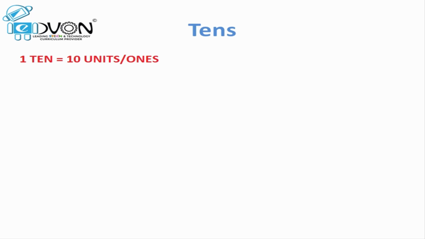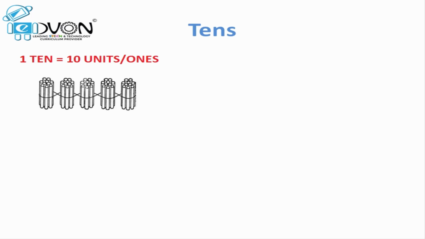Look at your screen. Can you tell me how many tens of sticks there are? Let's start counting. 1, 2, 3, 4, 5. This picture indicates that we have 5 tens of sticks. It means we have 50 units of sticks, or 50 ones.